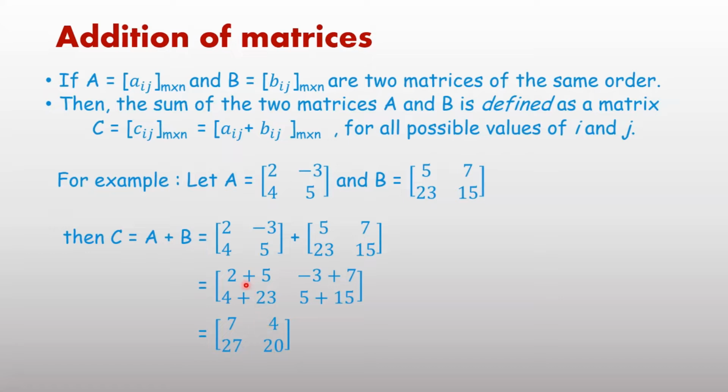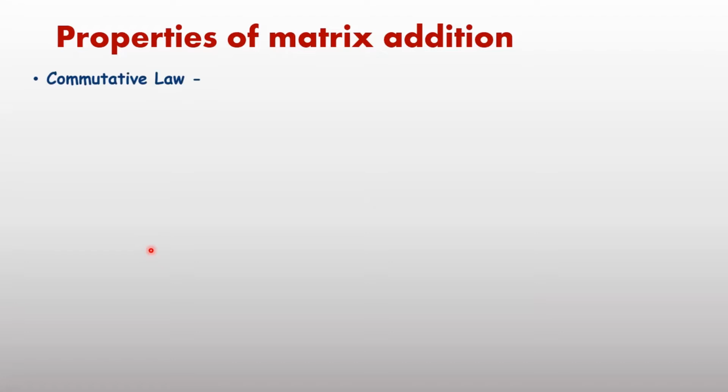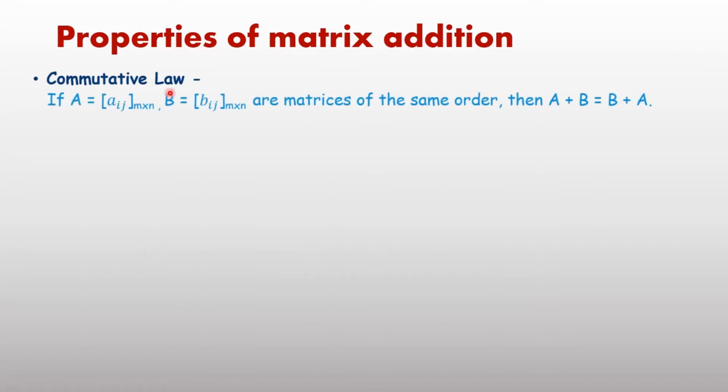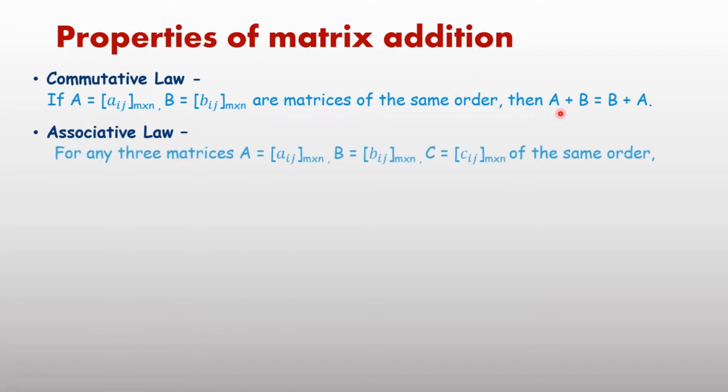Here one thing you can observe, 2 plus 5 or 5 plus 2 both is same. It implies matrix A plus B is same as B plus A. Means properties. The first property you can write, when you have two matrices given, A plus B equal to B plus A. You are finding addition of matrix A plus B or B plus A, same result you will get.